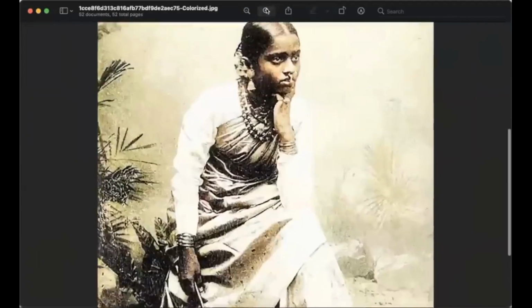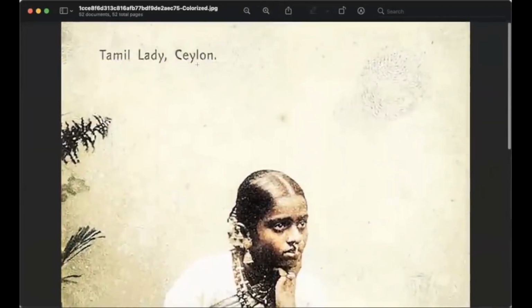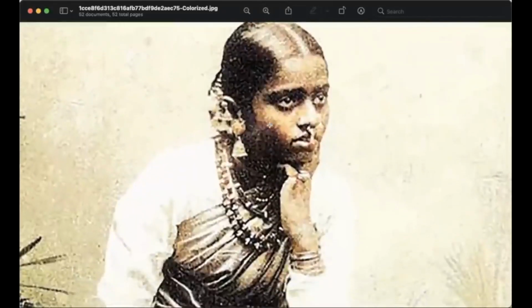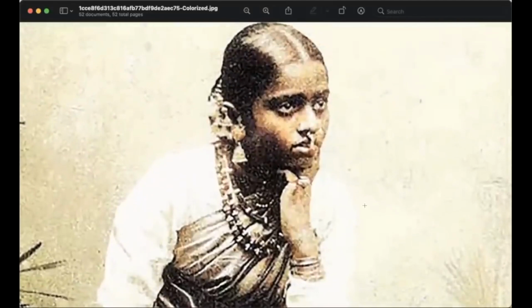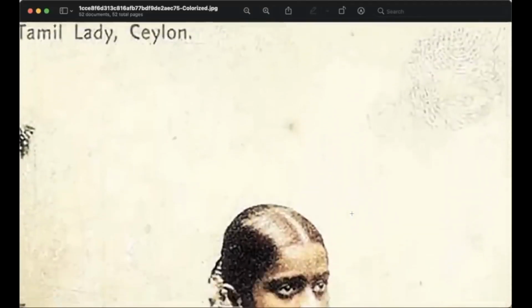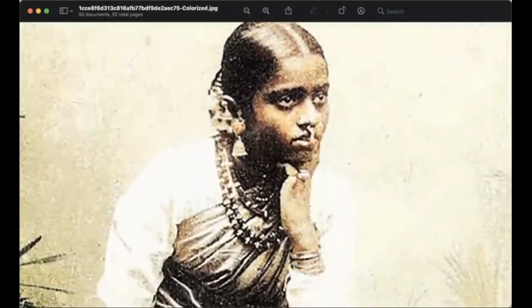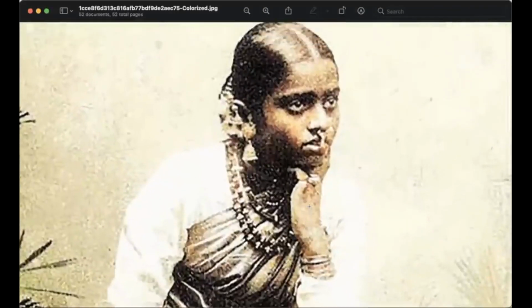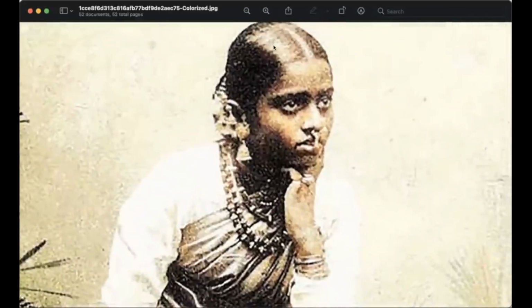This is a Tamil girl, Ceylon, Sri Lanka. She is from Sri Lanka. Look at that. She's from Sri Lanka, from Ceylon. Her clan or tribe is the Tamil people of Sri Lanka.